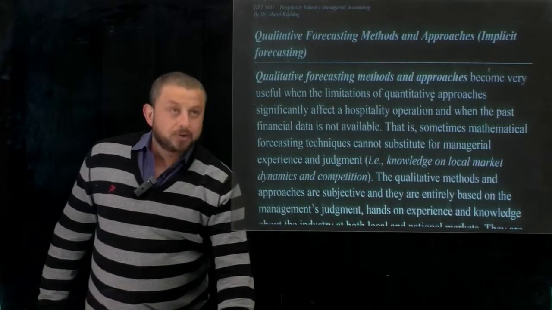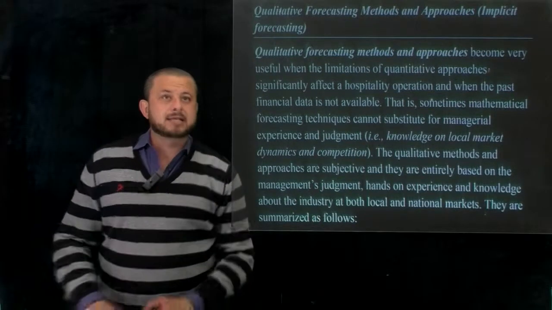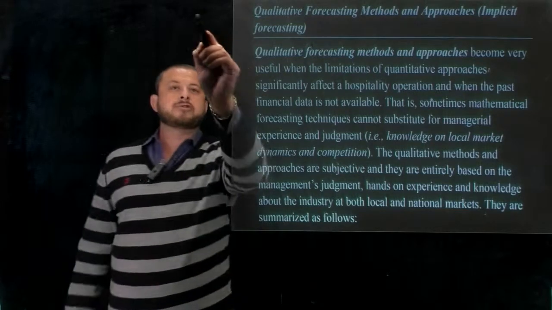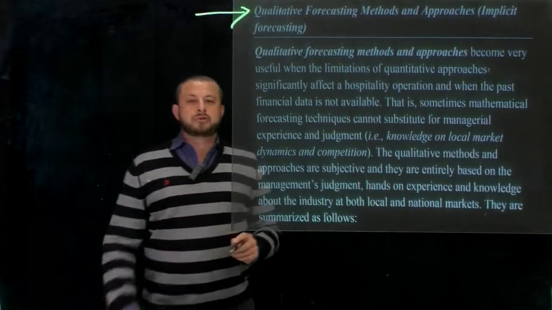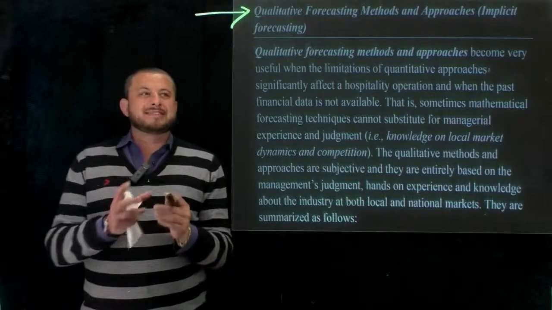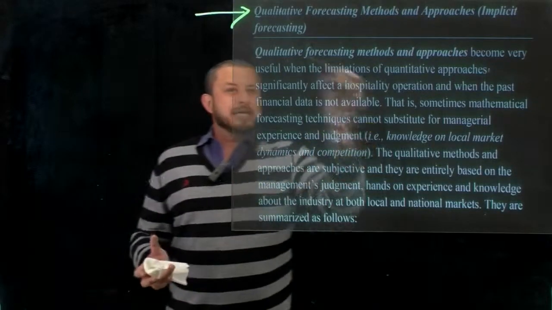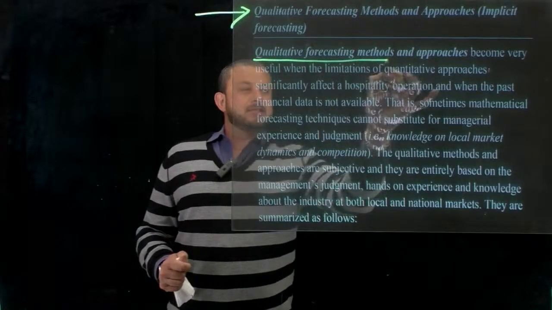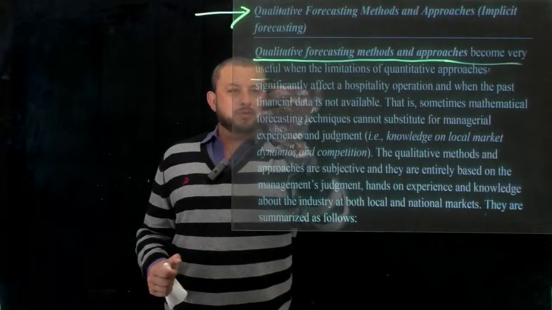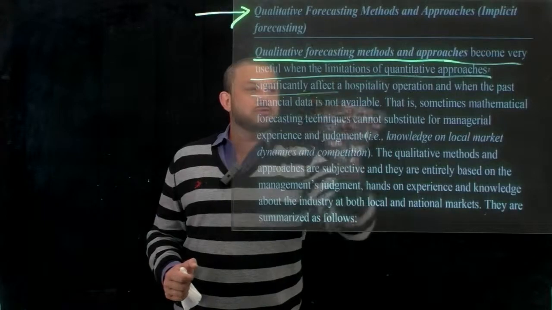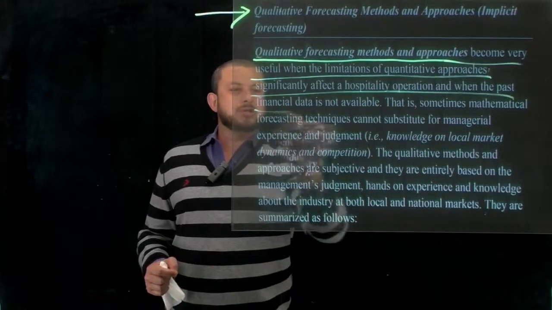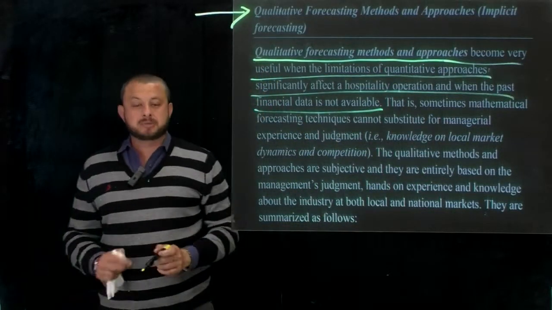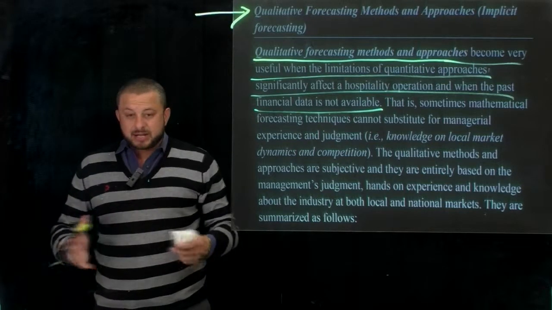If you take a look at it over here, we're going to start with the forecasting tools and approaches right now. The first category is the qualitative forecasting, or implicit forecasting. We know that qualitative forecasting methods and approaches become very useful when the limitations of quantitative approaches significantly affect the hospitality operations, when the financial data is not available.